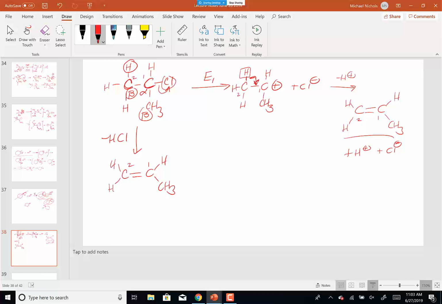because the hydrogens that I'm going to lose are the hydrogens attached to the beta carbons, which are called the beta hydrogens.